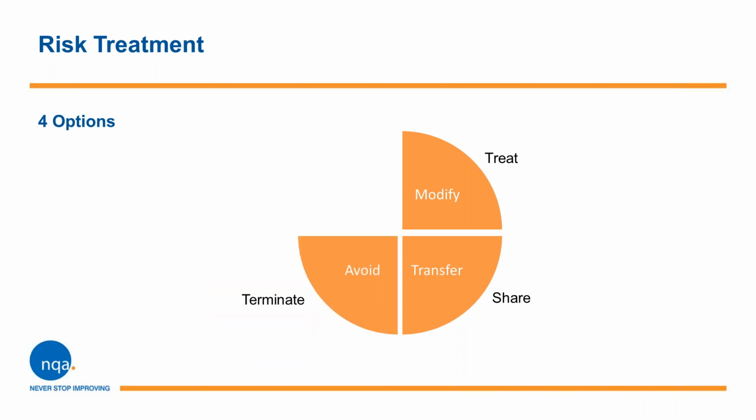The next one is avoid or terminate. Now, this means ending the activity or circumstances causing a risk. So, for example, by not carrying out the activity or by moving locations. Now, this occurs when there is no cost-effective action to reduce the risk. And it may involve choosing an alternative action that meets business needs. You may still have to do it, but you have to do it a different way.